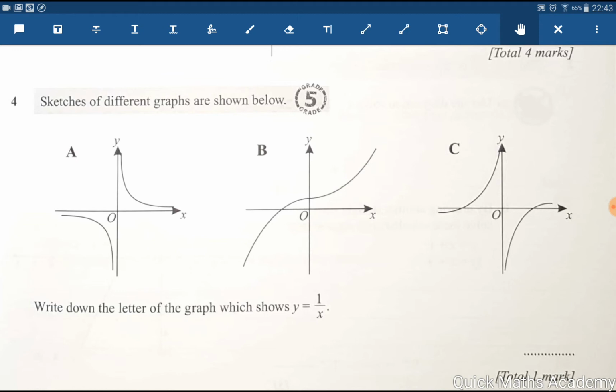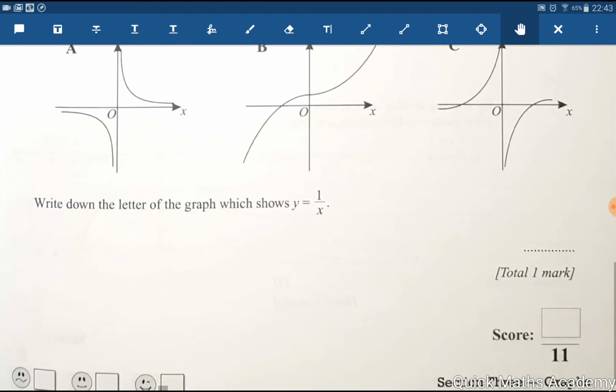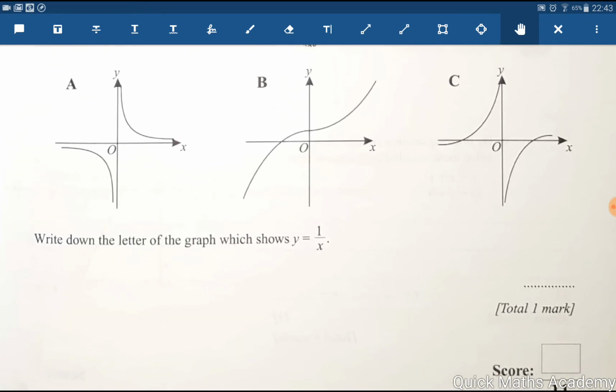Sketches of different graphics are shown below. A, B, and C. Write the letter of the graphic that shows y equals 1 over x. Okay. So, the best way of doing this is to try to replace x by some values and see which is the graphic that makes any sense. Because it must match somehow with the values that you find out.